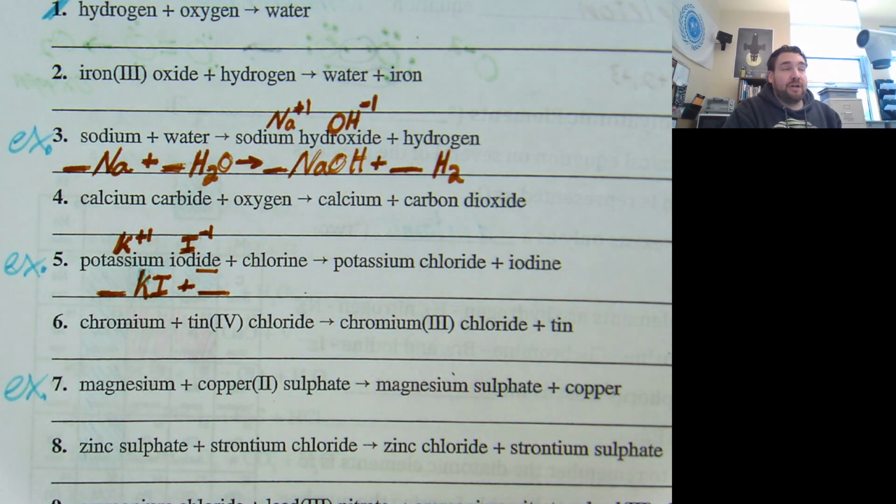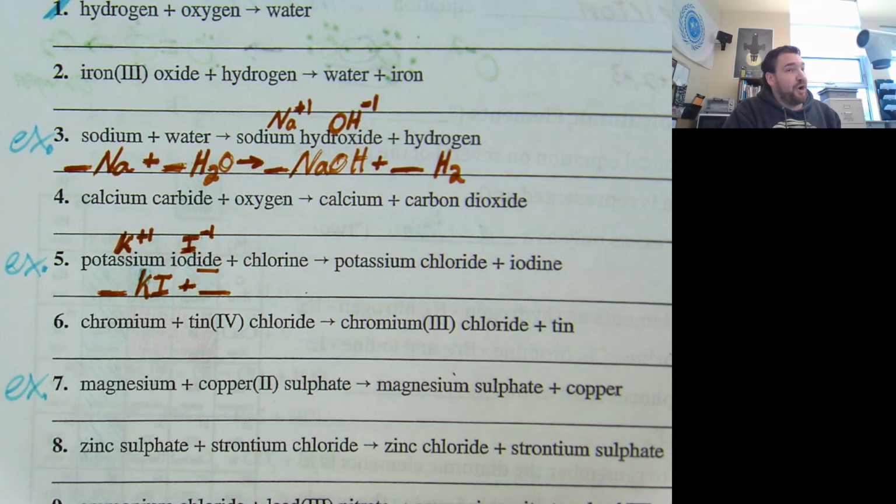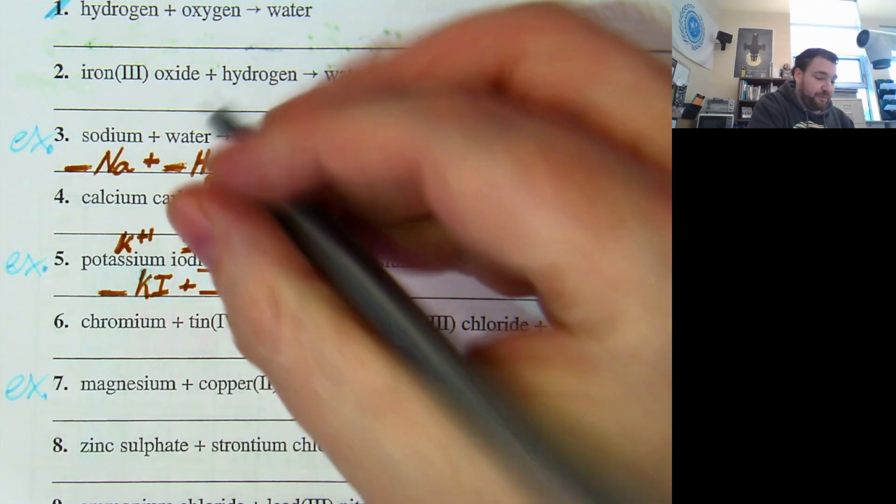Chlorine, on its own, is part of the group of 7. So chlorine on its own is going to have what formula? It's going to be Cl2.